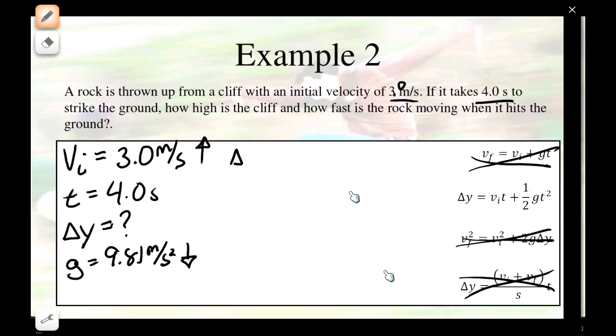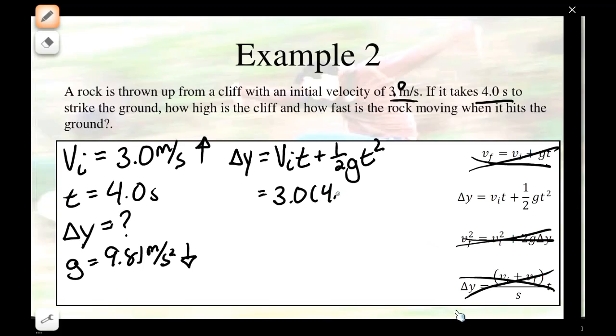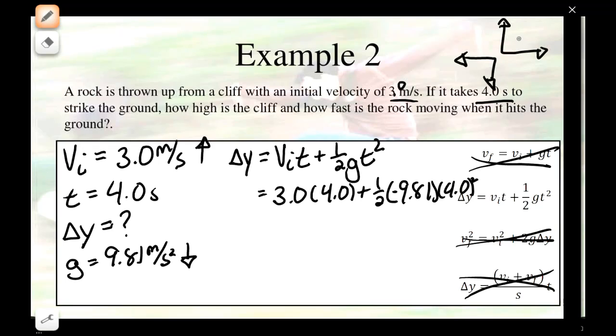And so I'm going to go delta y equals vi t plus 1/2 gt squared. In this case, I have 3.0 times 4.0 plus 1/2 times negative 9.81 times 4.0 squared. Now when you're filling this in, you need to take into account the importance of direction. And I know I said we'd get into more of it later, but I'm retracting that statement and going back. So you need to remember that anything that's going up or to the right is positive, anything that's going down or to the left is negative.